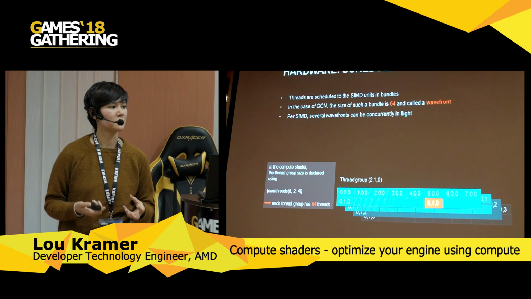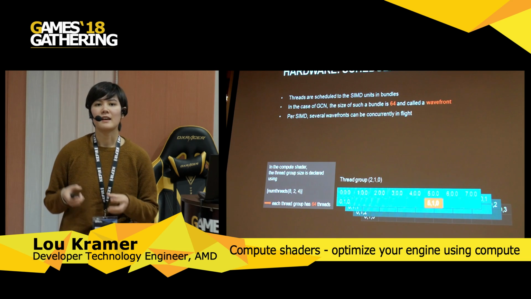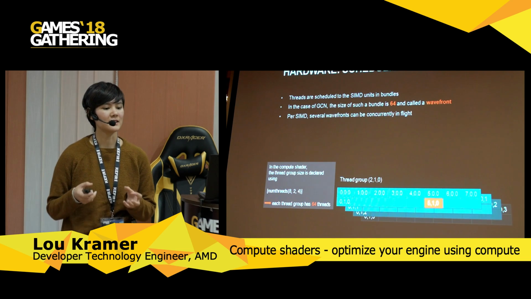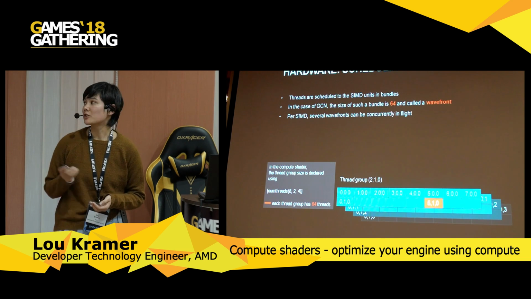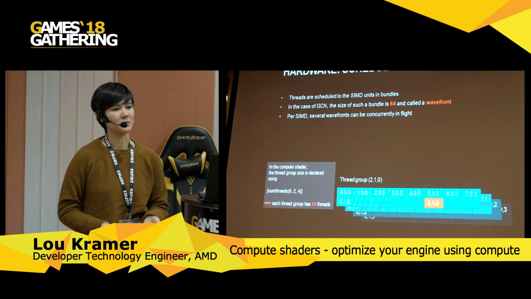It's just important for you to know that there are subgroups in which the threads get scheduled. Those subgroups are the smallest scheduling unit, so we can't schedule anything less than a wavefront. And it's also important to know that we can schedule several wavefronts on one SIMD unit.